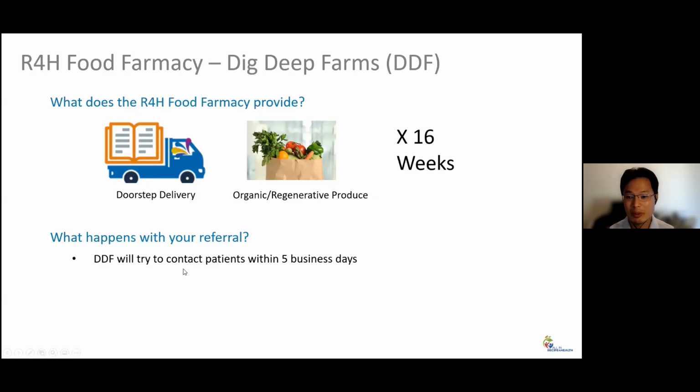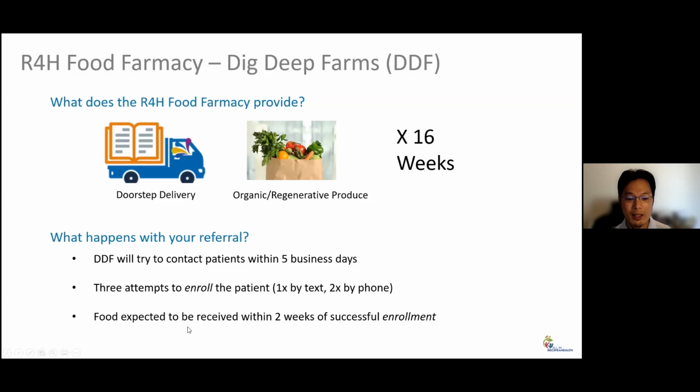So Dig Deep is going to call the patients. They're going to contact the patients within 5 business days. They're actually going to try 3 attempts. They're going to go by text first. That's why you always want to tell them, remember to answer your text. And then they're going to call from a 510 number by phone. That's just text, because it's quick. And then the food will be expected to arrive within 2 weeks after enrollment.